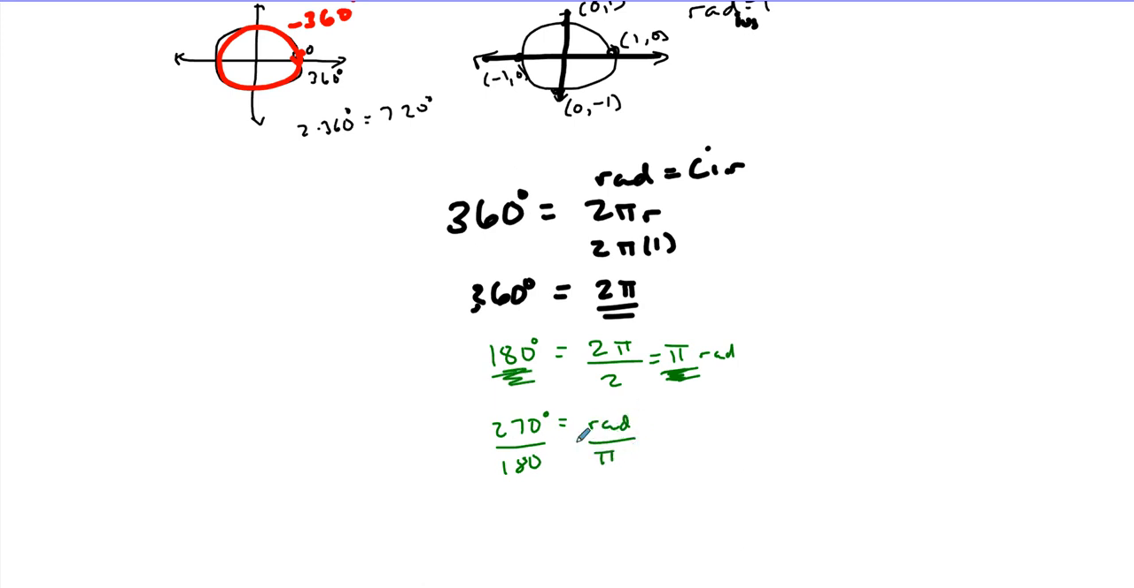So a radian, if we multiply right here, is really going to be pi times 270 divided by 180, which we can reduce to 3 pi over 2. Bada bing, bada boom. That's how we got it.